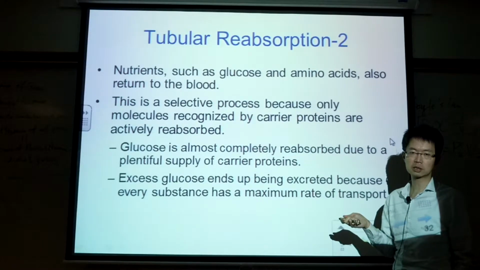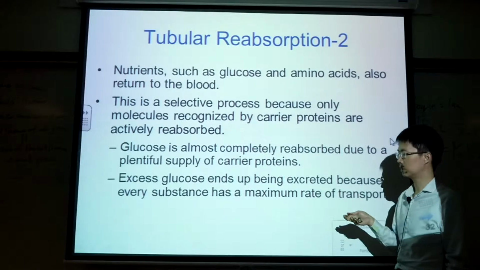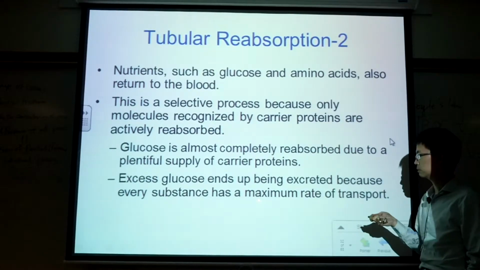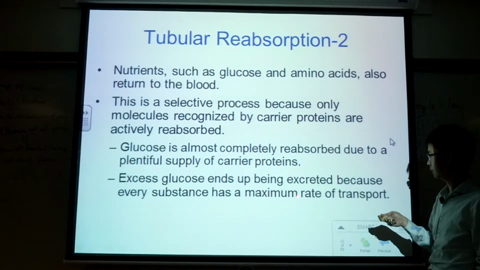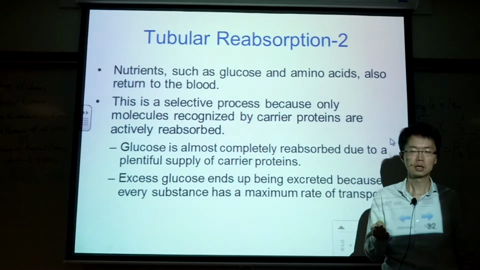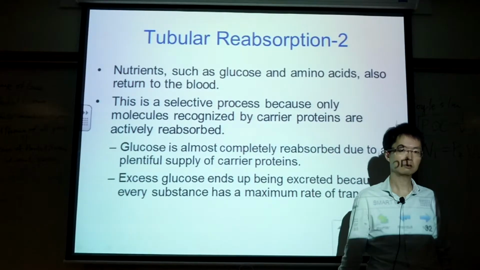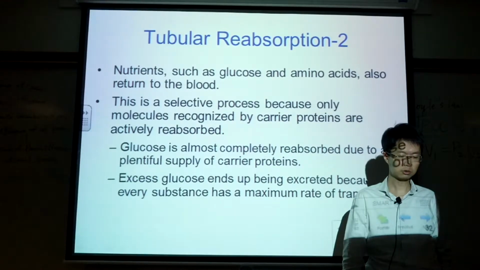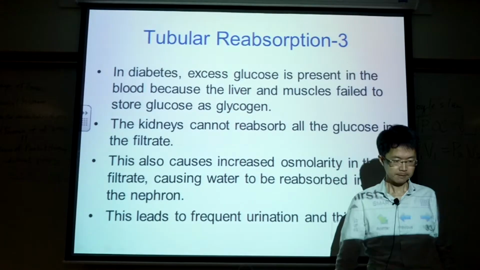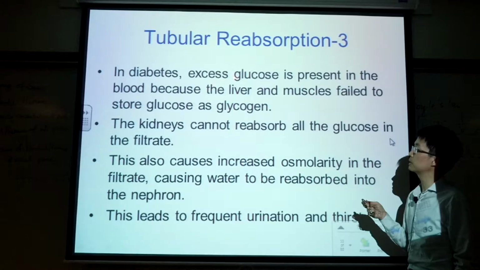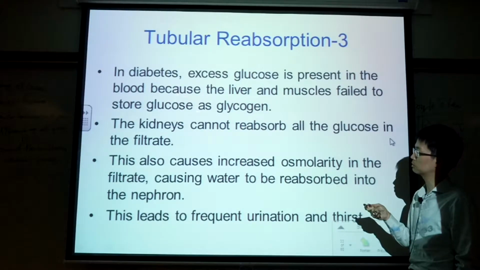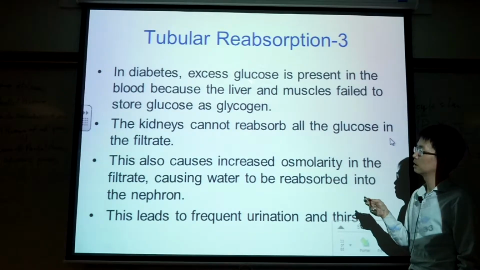And that's the case of diabetes. So it says that if the carrier protein hits the maximum rate of transport, that means all the carrier proteins are at 100% of the workload to reabsorb the glucose. In here it says that in diabetes, excess glucose is present in the blood because liver and muscle fail to store glucose as glycogen. Yes.